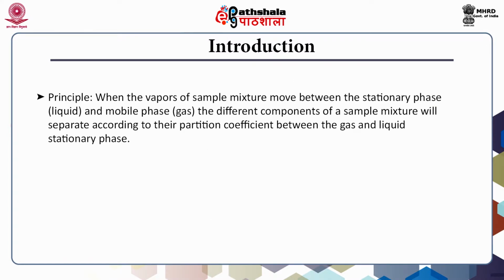As I said, it is based on the principle of partition chromatography, so it involves two active parts. One is the mobile phase, which is an inert gas, and another is the stationary phase, which is a liquid coated on a solid support like silica. The basic requirement of GLC analysis is that the sample should be in a vaporized state at a temperature below 350 degree Celsius. So that means we need a plug of vapor. The components of the vaporized sample are fractionated and separated according to their partition coefficient between the gas and the liquid stationary phase. That is the basic principle of gas liquid chromatography.